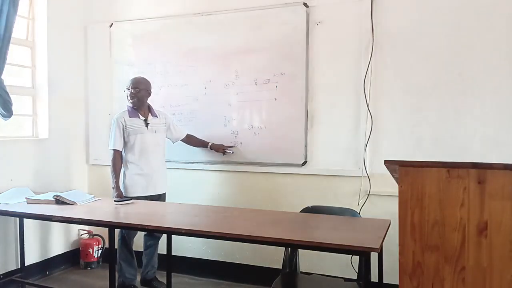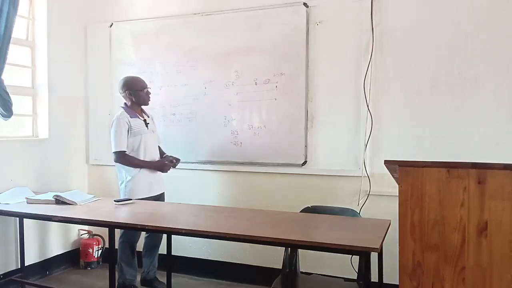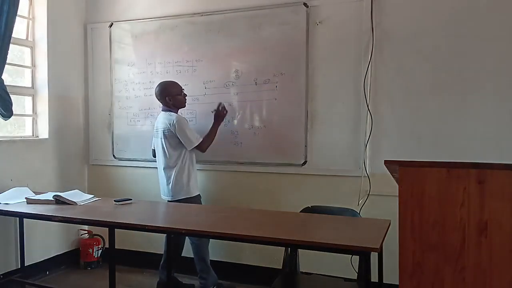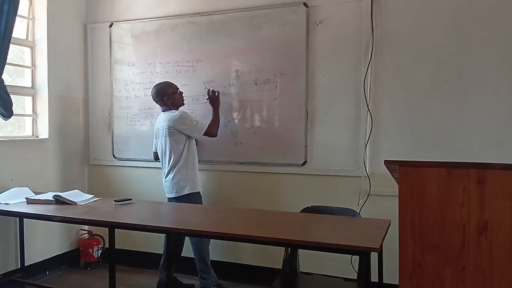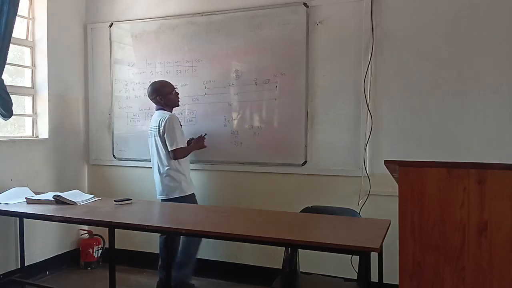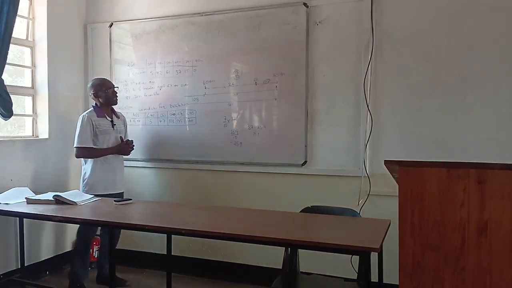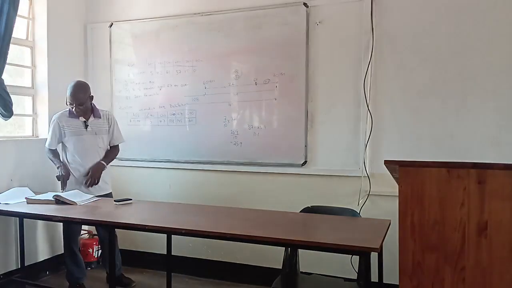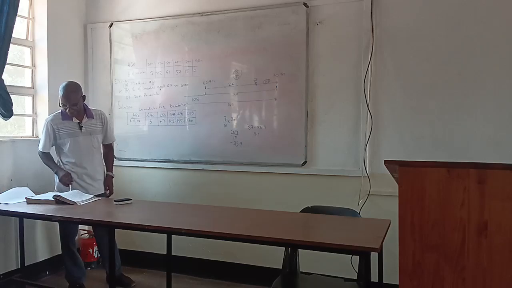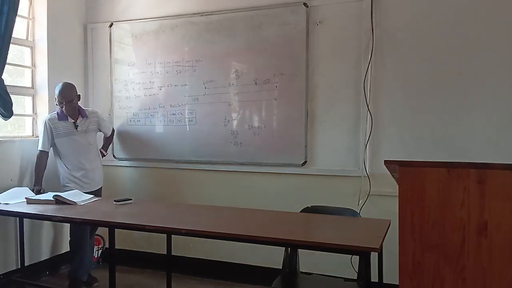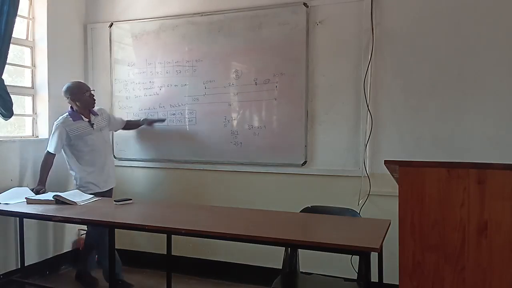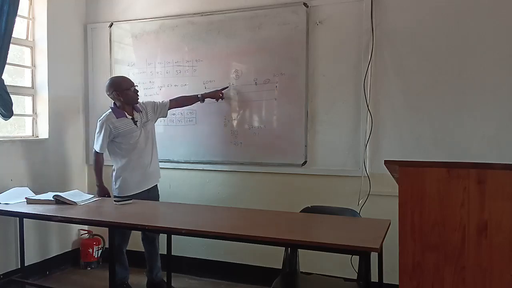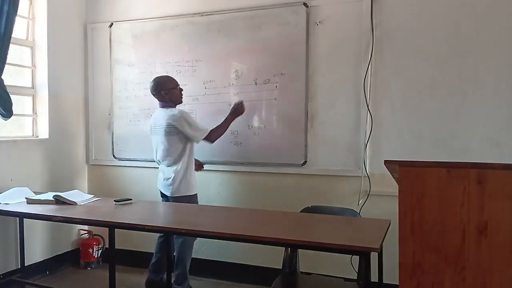Therefore, this is going to be 26. You know why we are looking at 26? From there, this one is going to be 26. If that is 26, let's find the number of people aged 67 years old. It is 1080 plus 26.